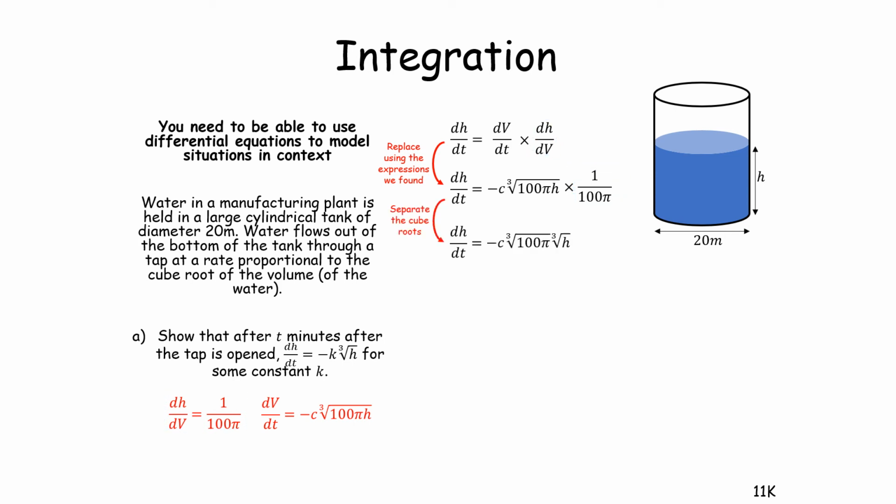And if we separate the cube roots, we could write it like this. And the reason we're doing this is to help us to simplify this. So if I write it in that form, I could group the constant terms together.